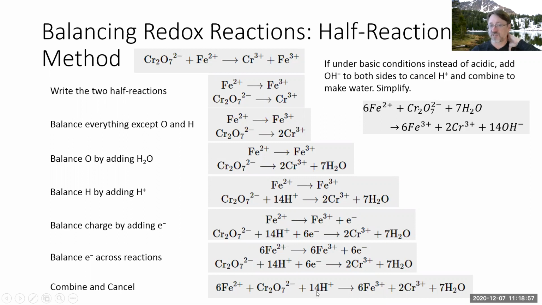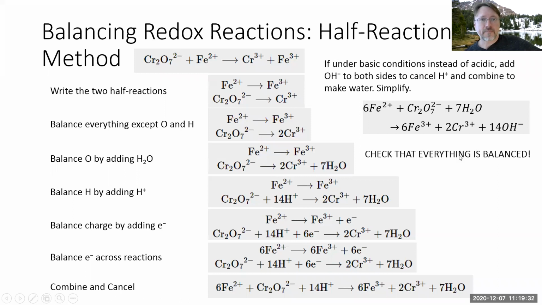OHs to both sides. The 14 OHs on the left will combine with the 14 H pluses to make 14 H2O. And then we have 14 OH minuses on the right, but we have some H2O on both sides, 7 and 14, so we get rid of those, so then there would be 7 waters on the left. So this is the balanced reaction. That's the same redox reaction, but now this is how it happens if it's under basic conditions rather than under acidic conditions.